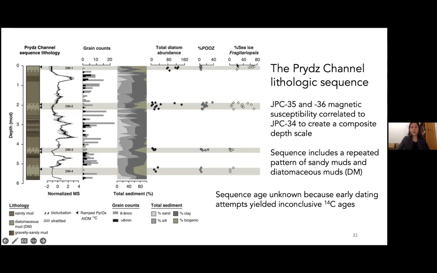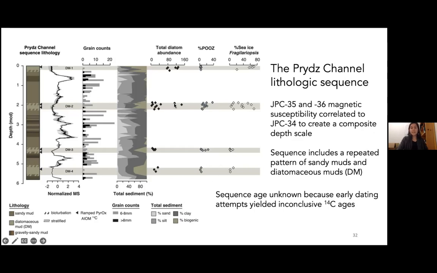When put alongside diatom assemblages, you can see that there are higher abundances in these top DM units, including more, we call them POOs. That's permanent open ocean zone assemblages. And this is a combination of diatoms. And then these are sea ice diatoms. And you can see more sea ice in the upper diatom units.